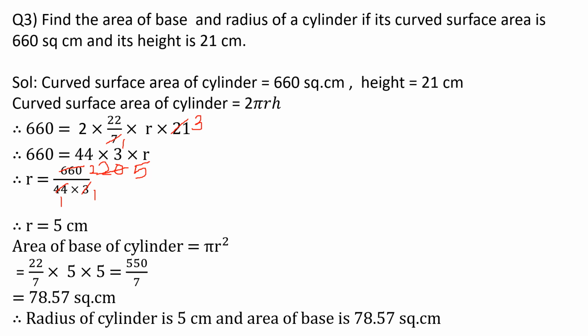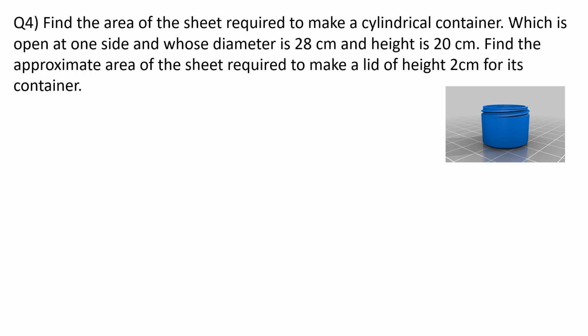Now moving to the last sum of this exercise, that is question number 4. Now what is given, student? Find the area of sheet required to make a cylindrical container which is open at one side and whose diameter is 28 centimeter and height is 20 centimeter. Find the approximate area of the sheet required to make a lid of height 2 centimeter for its container.